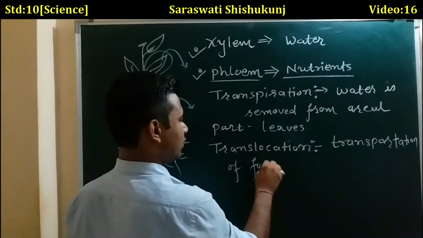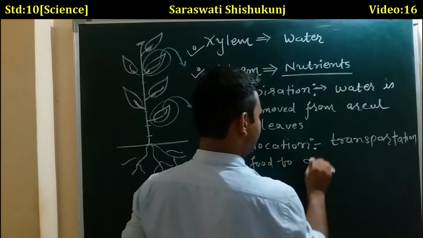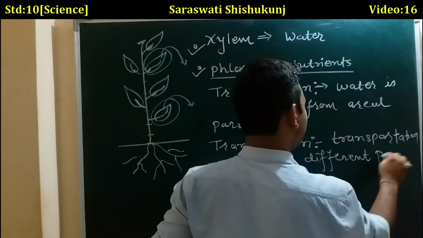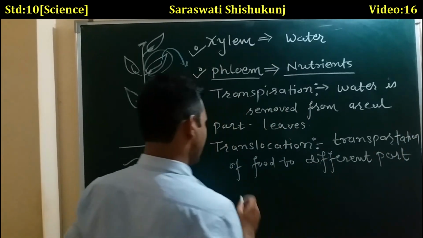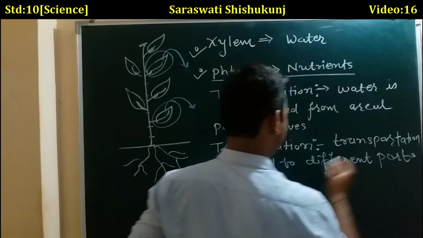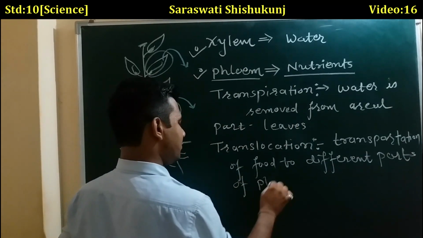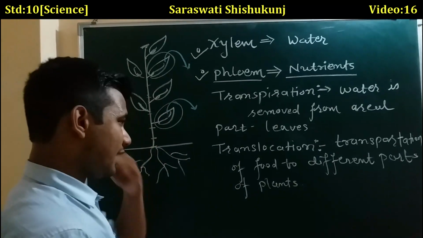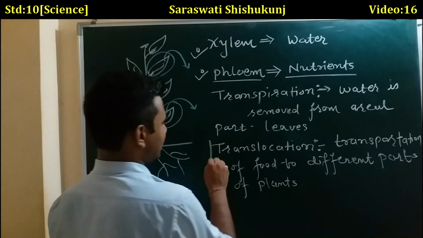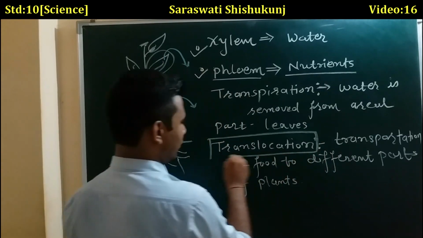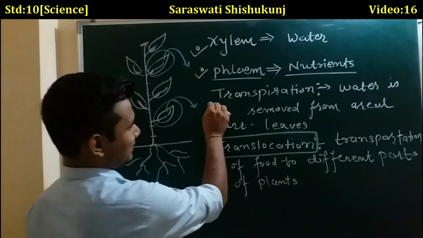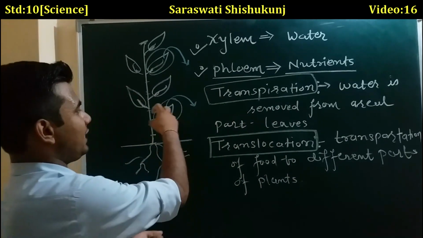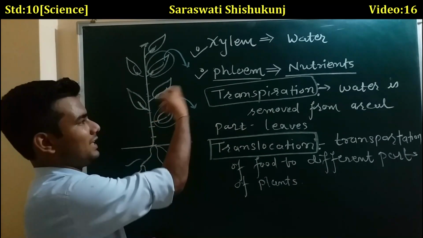of food to different parts of plants, right? So translocation means transportation of food to different parts of plants, and transpiration means water is removed from the aerial part, from the stomata of the leaf.